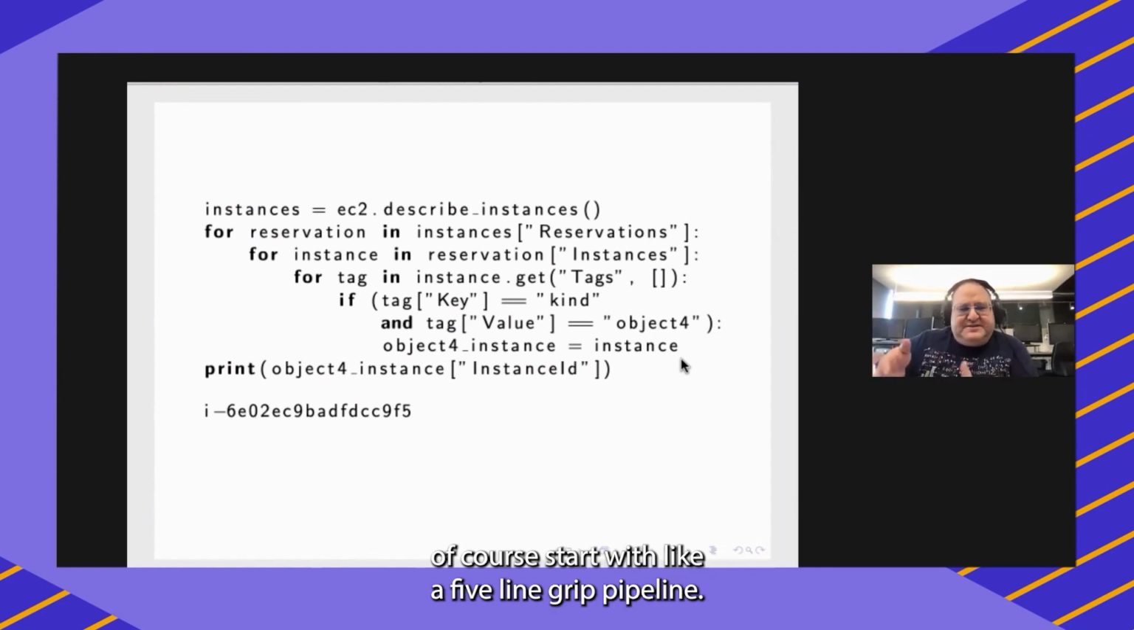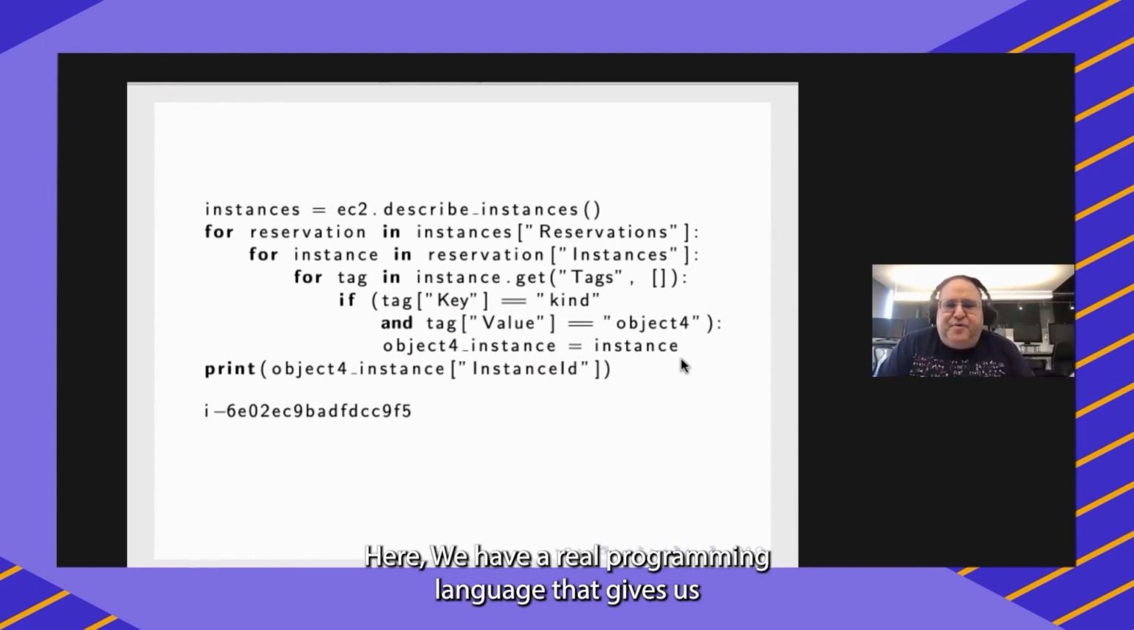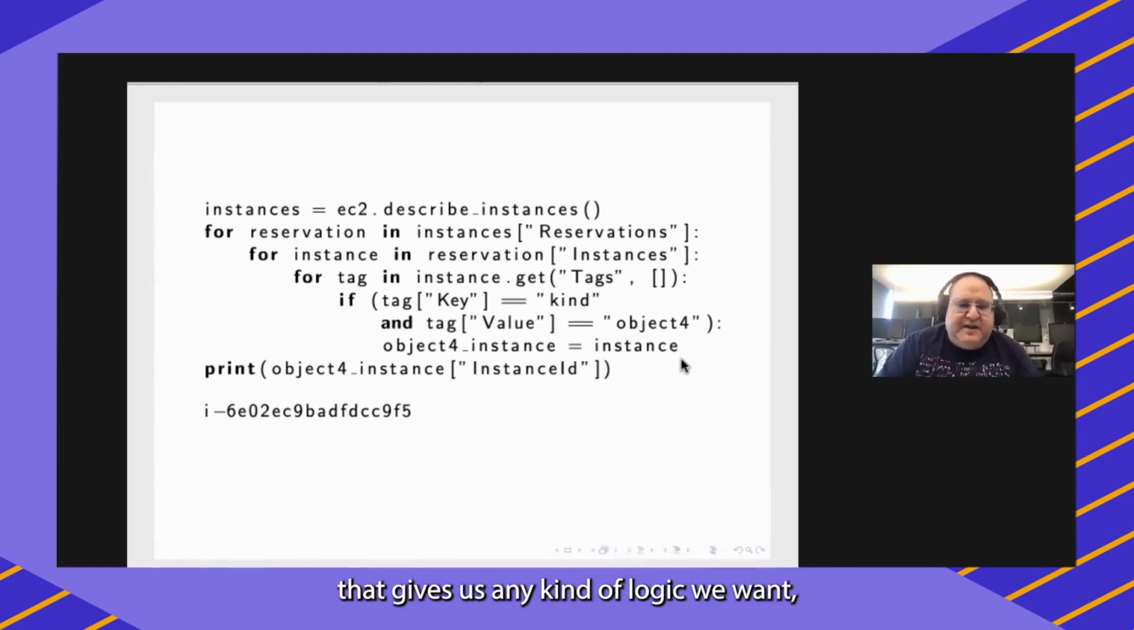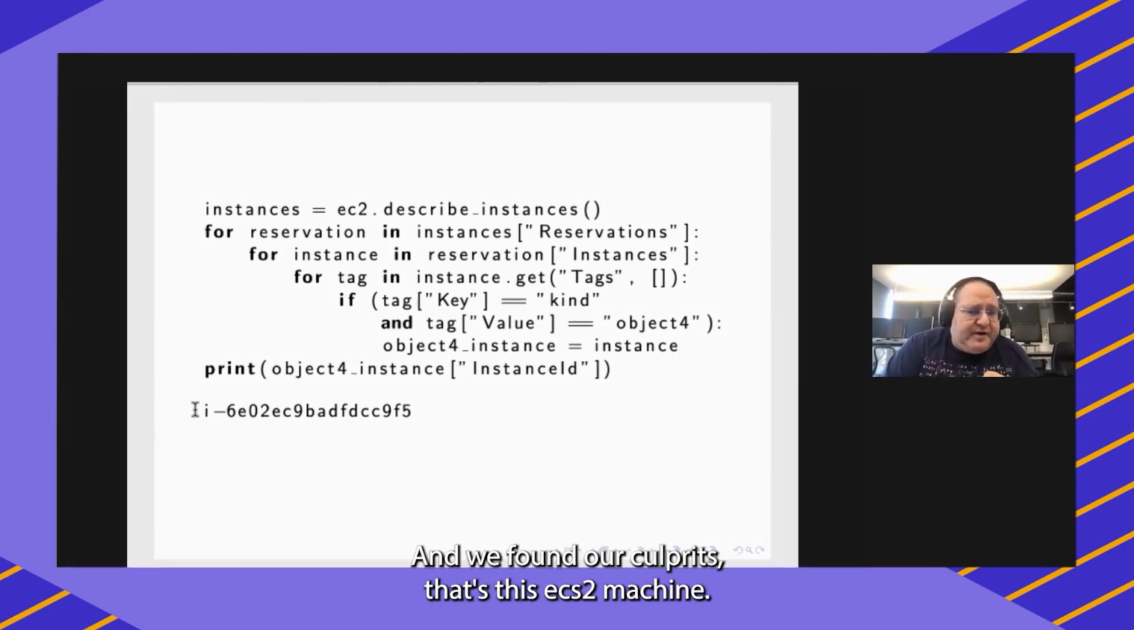You could, of course, start with a 5-line grep pipeline, also not fun. Here, we have a real programming language that gives us regular expressions, Boolean expressions, any kind of logic we want, any kind of for loop. We can keep things in lists and dictionaries and whatever we want. Because of that, writing that code was pretty easy. And we found a culprit.